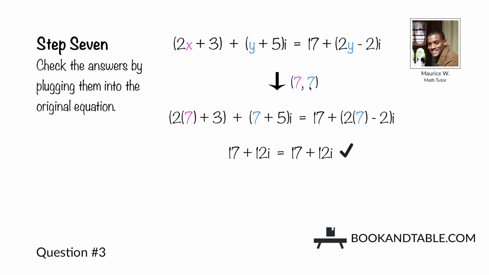And then you plug in 7 for y here and here, leaving us with 7 plus 5i, which would give us 12i on the left side. And on the right side, we have 2 times 7 minus 2. 2 times 7 is 14. Minus 2 would give us 12i on the right side. So since the imaginary number on the left matches the imaginary number on the right, that confirms that y is equal to 7. So the answer to question number 3 is x is equal to 7 and y is equal to 7.